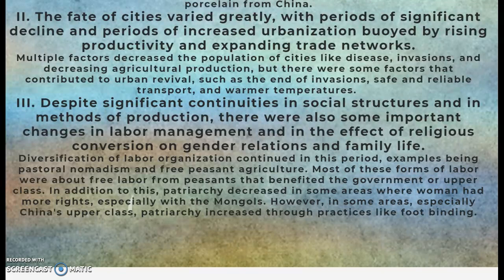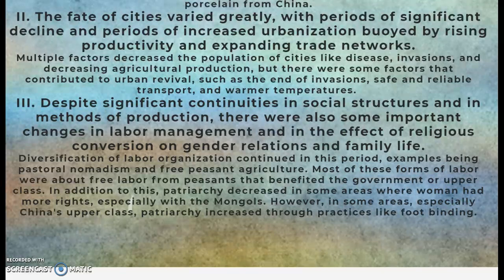Things like that would affect trade routes as well, because there would be fewer people and more disease spread along them. But if you had safe and reliable transport and better agriculture, that would increase agriculture, and that would increase trade. And increasing population would increase urbanization and trade.